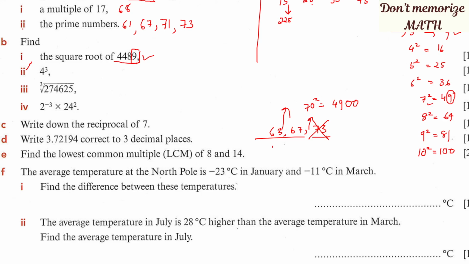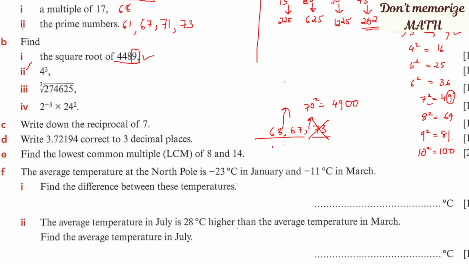Then 25 square. 5 square is 25. Then 2 times the next number: 1, 2, 3. So 2 times 3 is 6. So 25 square is 625. Then 35 square. 5 square is 25. 3 times 4 is 12. So 35 square is 1225. Then 5 square is 25, 4 times 5 is 20. So 45 square is 2025. Like that you can find it.